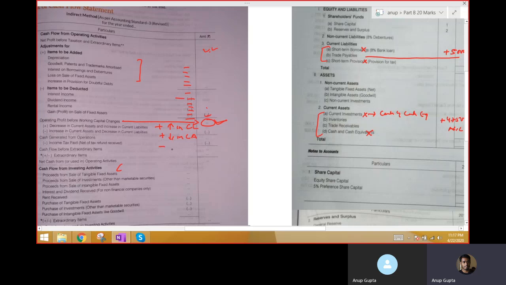What will be subtracted is decrease in current liability and increase in current asset will be subtracted. Okay, again, what will be added? Increase in current liability and decrease in current asset will be added. What will be subtracted? Decrease in current liability and increase in current asset. So it's very tough to remember. Can you give some tricks?